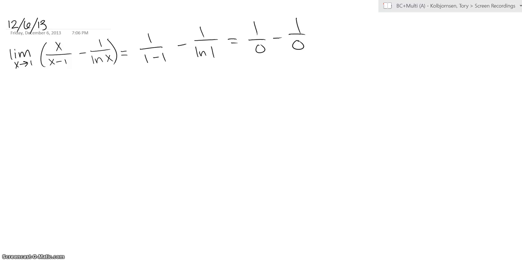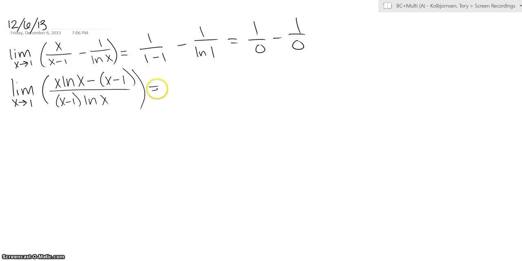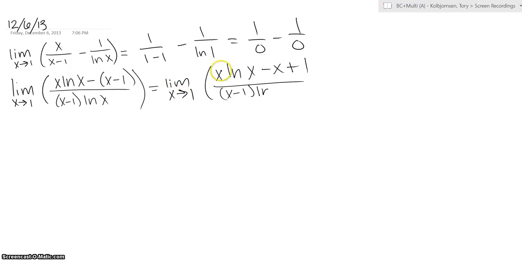However, if you find the common denominator of the two fractions and add them together, and then you simplify, the limit as x approaches 1 of x ln x minus x plus 1 over x minus 1 times the ln of x, you find that this equals 0 over 0, which is an indeterminate form, so we can apply L'Hopital's rule.